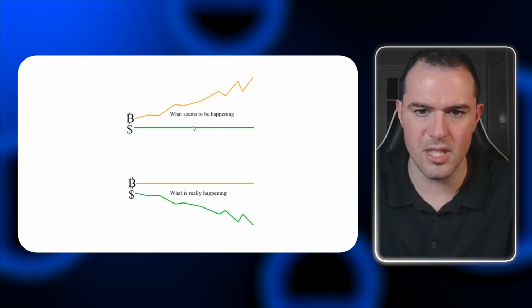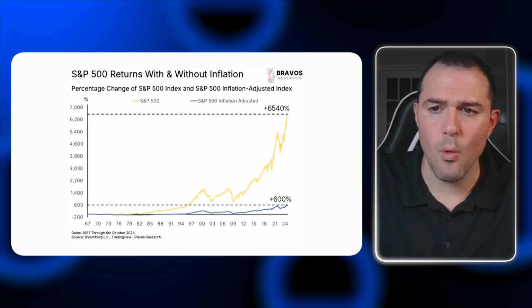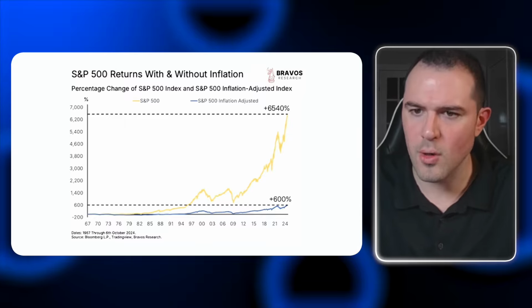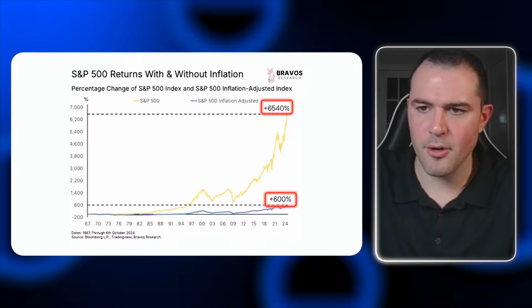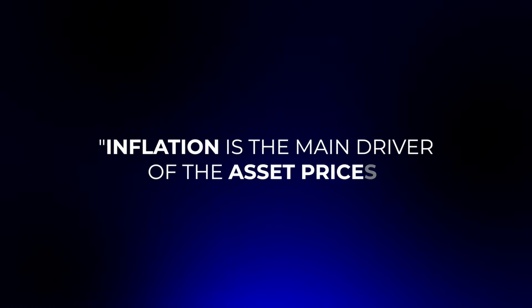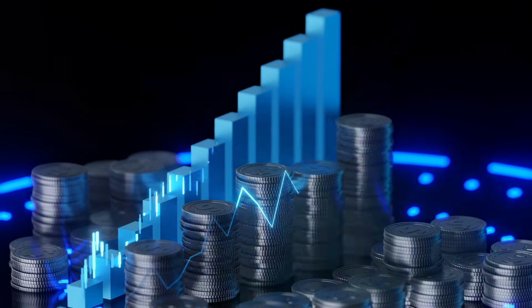A quick lesson in currency debasement. And really, you can see it here in this chart. S&P 500 returns with and without inflation, with and without money printing, with and without currency debasement: 600% without inflation, 6,500% with inflation. What does that tell you? Inflation is the main driver of asset prices. So as central banks inject money into markets excessively, assets go higher because they're pricing in that debasement.